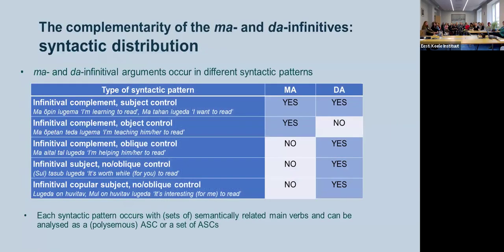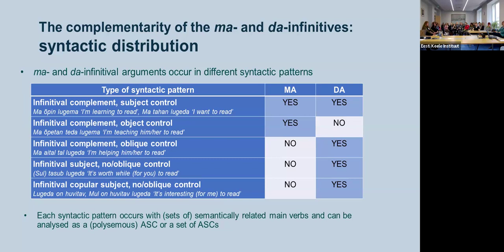So in addition to this semantic complementarity, there is also syntactic complementarity. The two infinitives in argument function largely appear in different clause types, with the exception of subject control constructions with an infinitival complement. This is available for both infinitives, but only ma infinitives appear as complements controlled by the main verb object. Only da infinitives can appear as complements controlled by an oblique argument of the main verb, and only the da infinitives can be subjects which are either controlled or not by an oblique constituent.